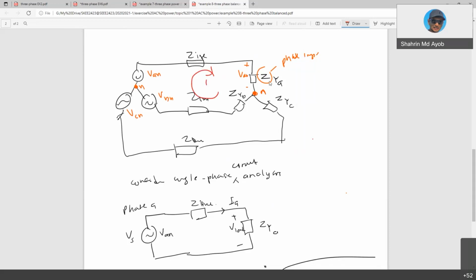So you have I1 and also you have I2. Yes, possible. You can also use mesh analysis to obtain the values of the current and so on. But since this is a balanced system, meaning that all the values are balanced for all phases, we simplify it to a single phase. So our analysis will be based on a single phase.